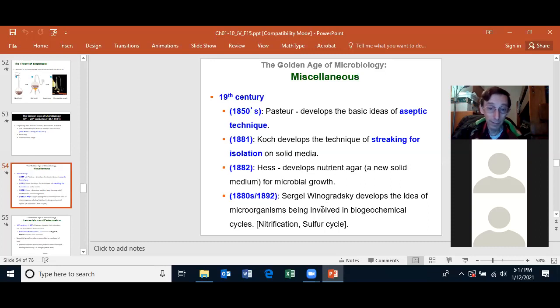About the same time, Sergei Winogradsky developed the concept that microorganisms are involved in the biogeochemical cycles. We talked about how nitrogen is moving around in the Earth's ecosystem, and it's because the microorganisms are changing one form of nitrogen to another, allowing nitrogen to recycle and move around on the planet. Well, the same thing was shown for the sulfur cycle, that sulfur moves around on the planet because of microbes.